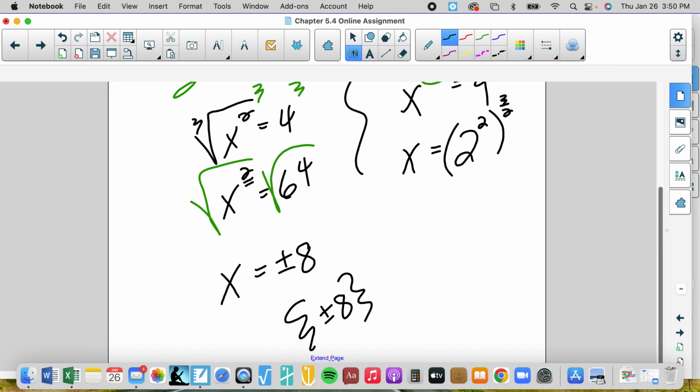So we have a power of a power. When we have a power of a power, we multiply their exponents, numerator, denominator. You're left with 2 to the 3rd. 2 to the 3rd equals 8.